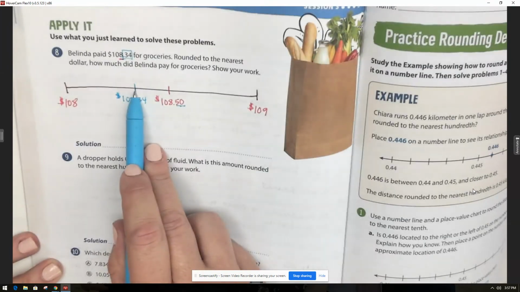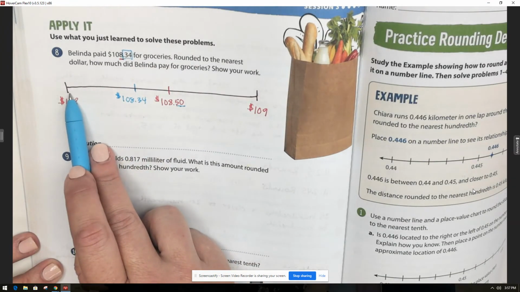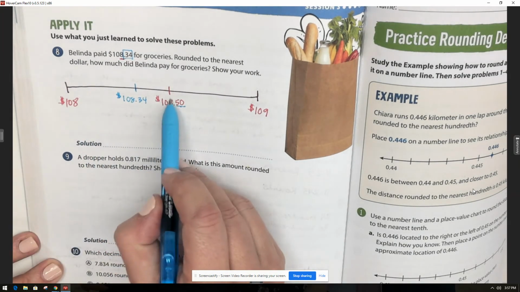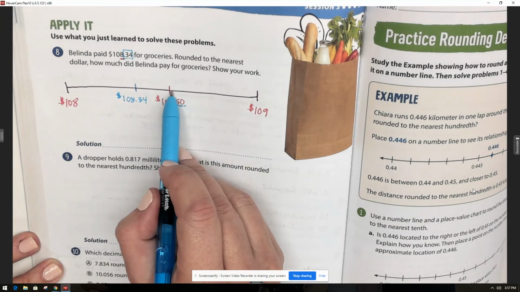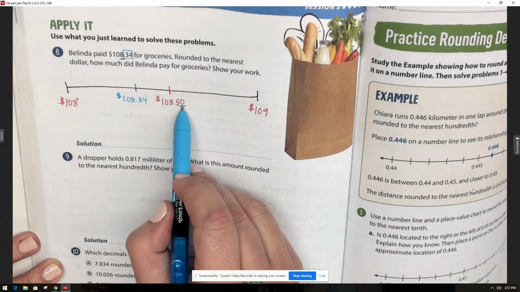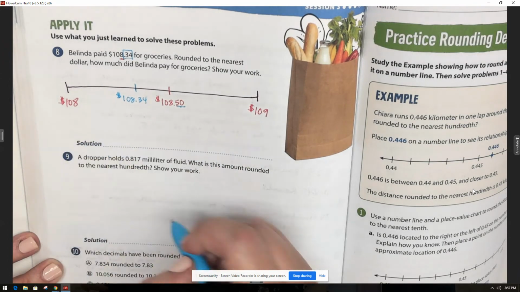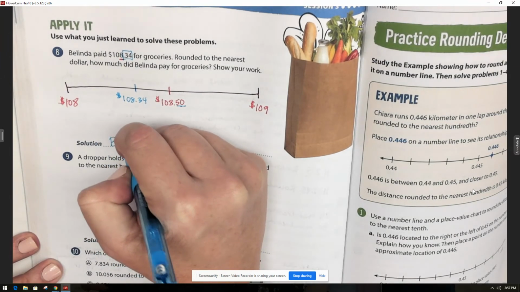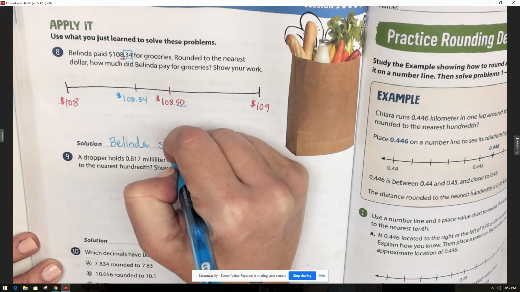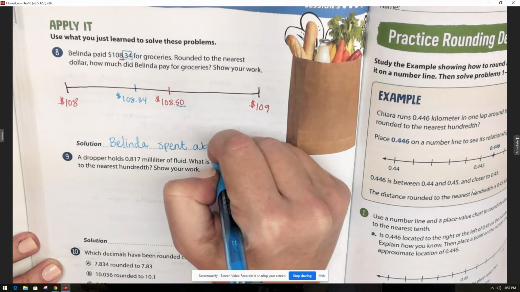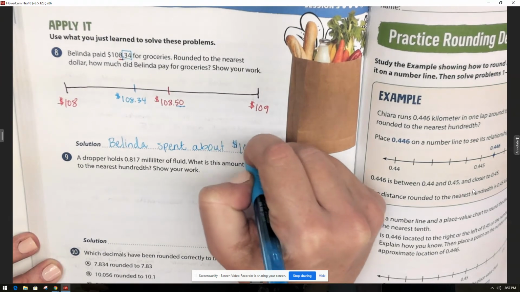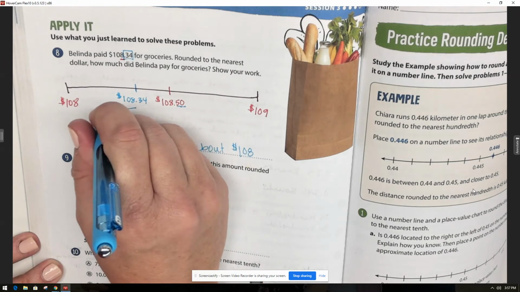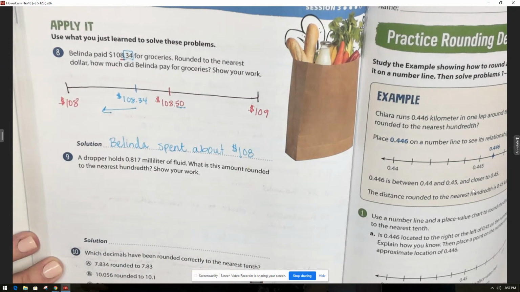So then, is this number here closer to $108 or closer to $109? Since it's not past this halfway mark, the cents is not greater than 50, I know that we're going to round it down. So we can say that Belinda spent about $108, because we're going to round 108.34 down to $108.